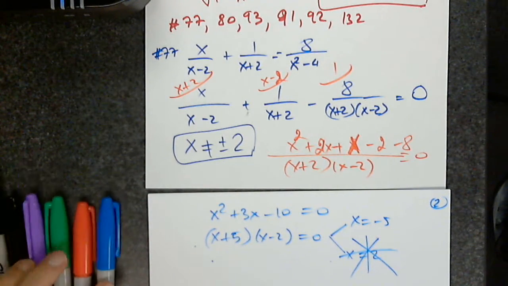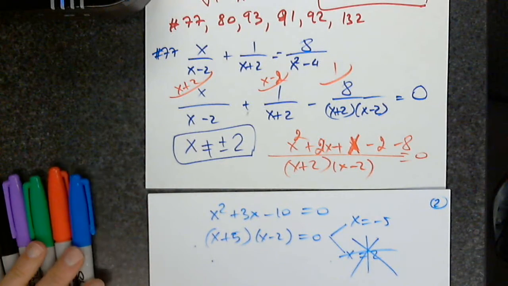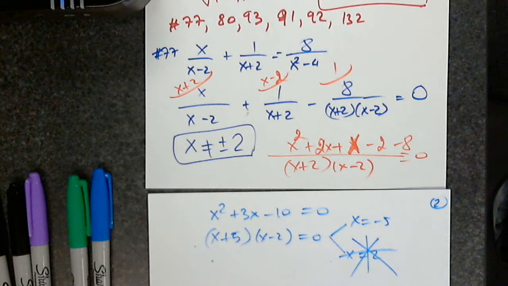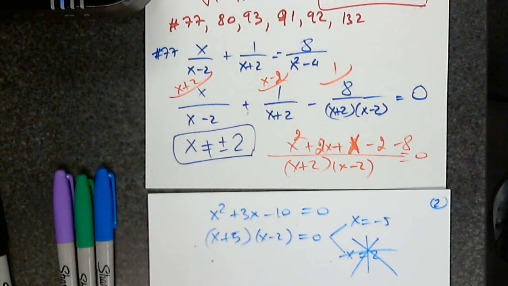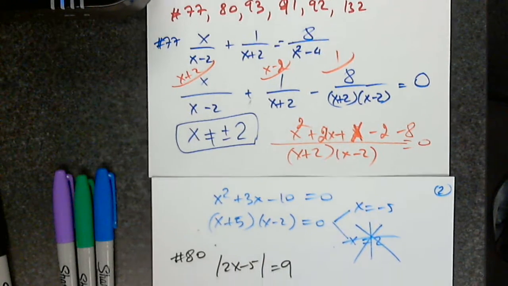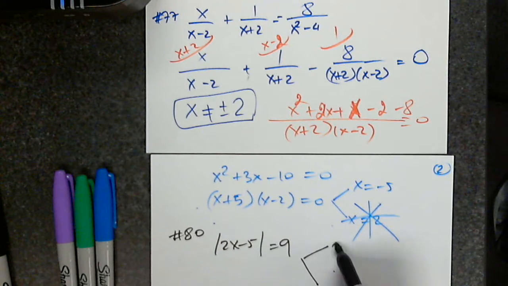Any questions on this so far? This is a rational equation, and it's a very important type of equation. Okay, 80. So let's take a look at 80. Can anyone tell us what type of equation this is? Of course, and there are 2 options if you remember.